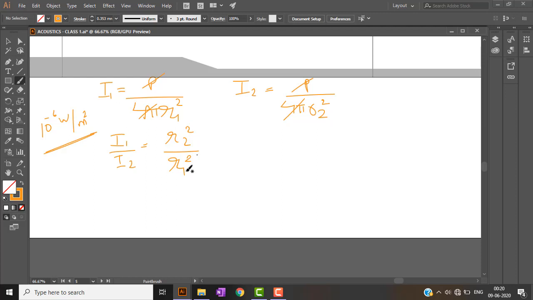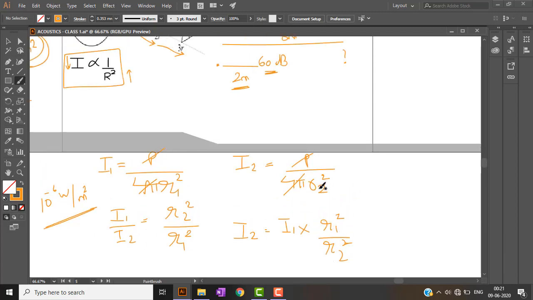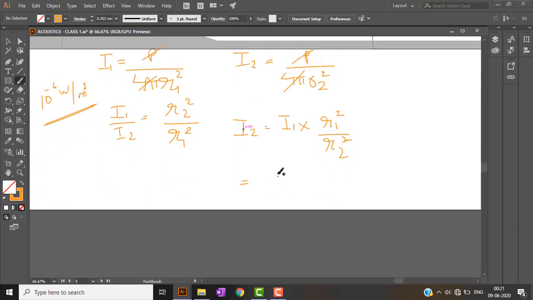So substitute the rest of the values. I2 will be I1 into R1 square divided by R2 square, right? We know I1 is 10 raised to minus 6, R1 is 2, R2 is 8. So this equation will become 2 square divided by 8 square into 10 raised to minus 6, right? So this is the intensity of the sound at 8 meter distance, correct?